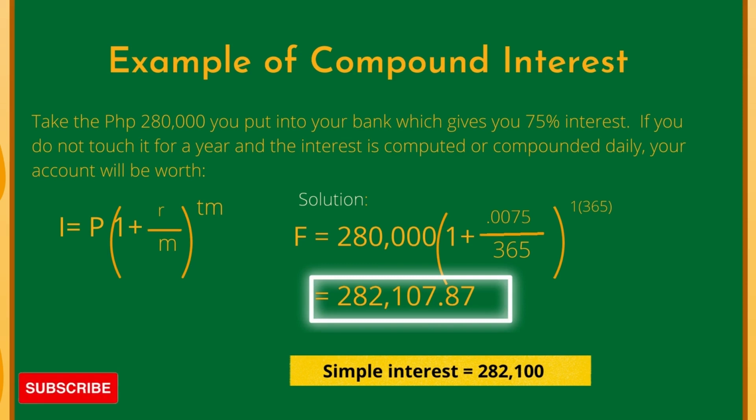So compared to simple interest, which is only 282,100. Now with compound interest, you will earn money not only on what you have saved, but also on the interest you receive on that money.